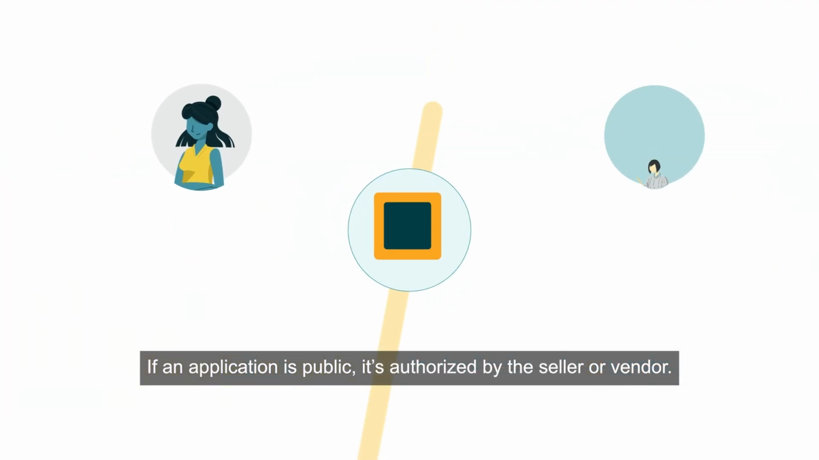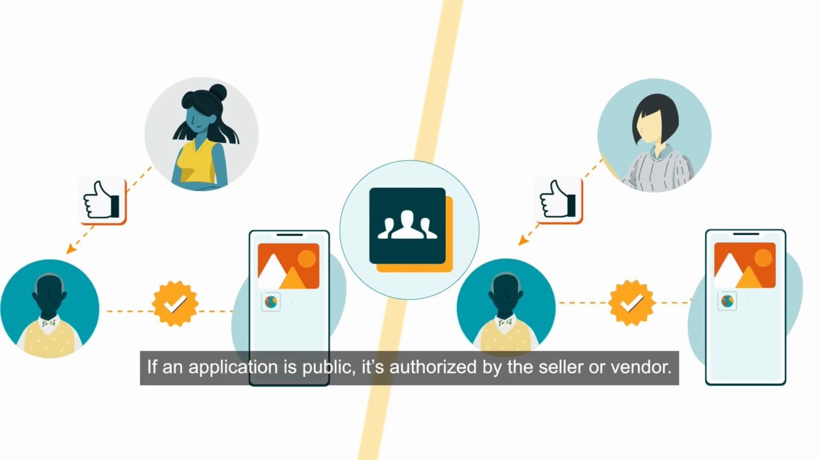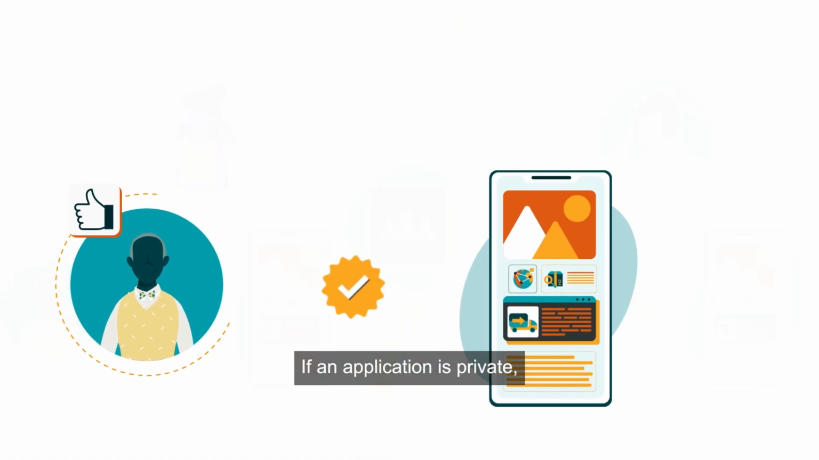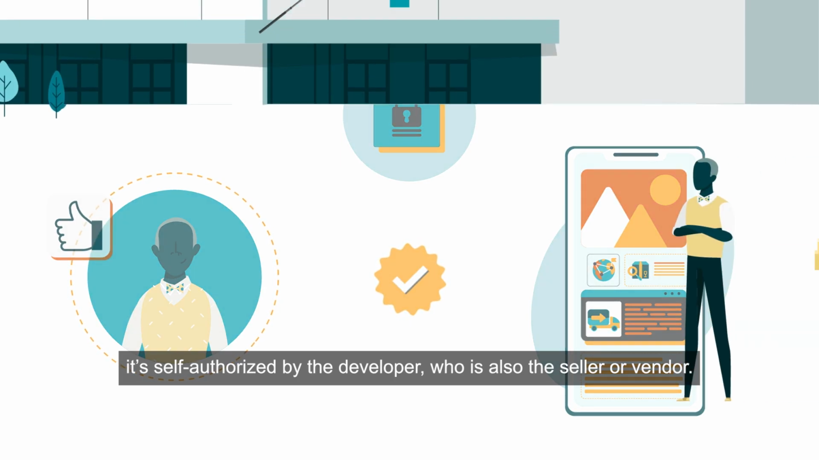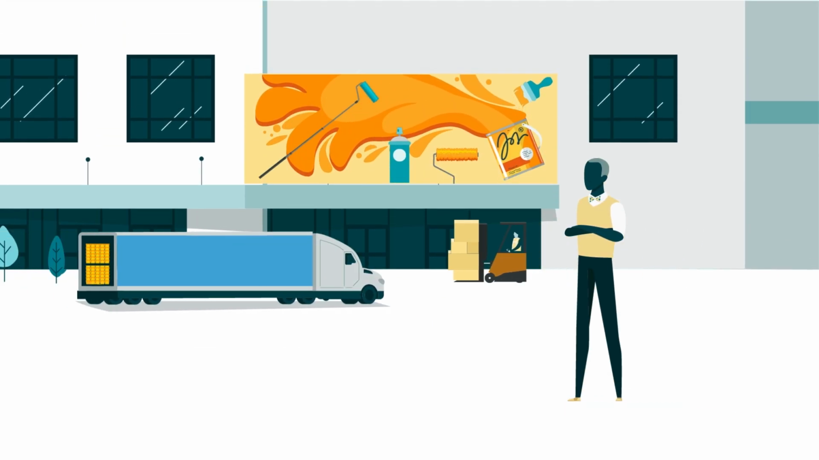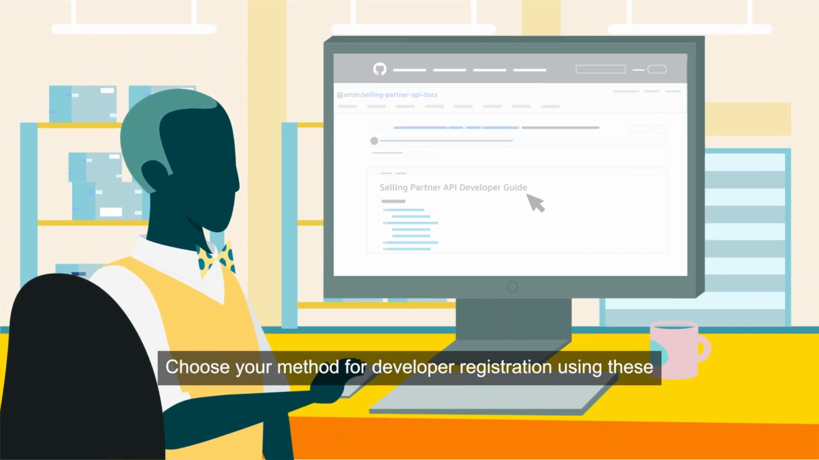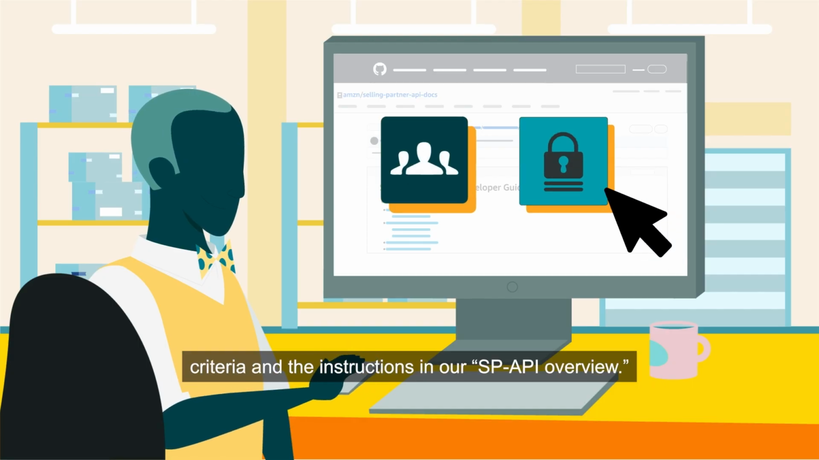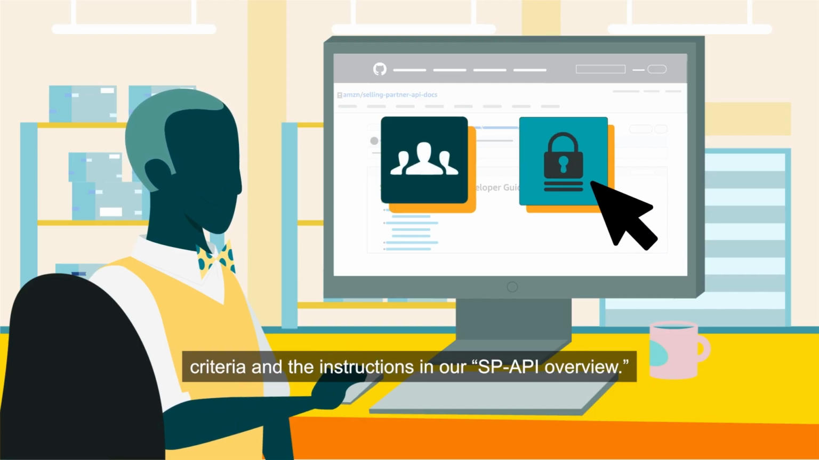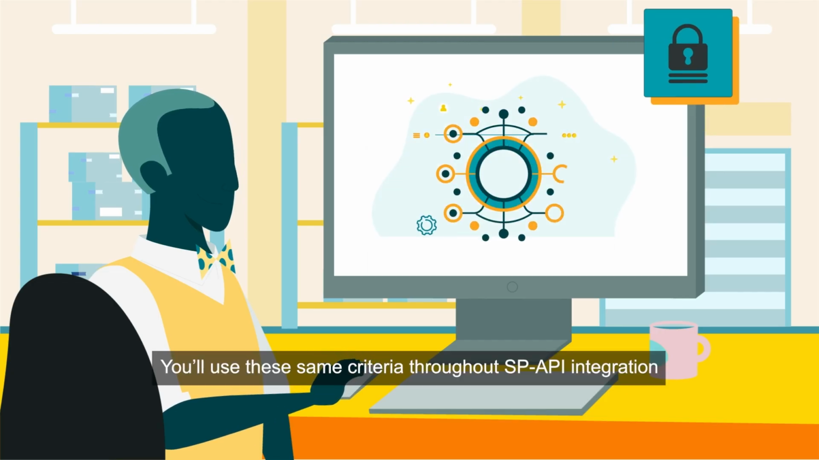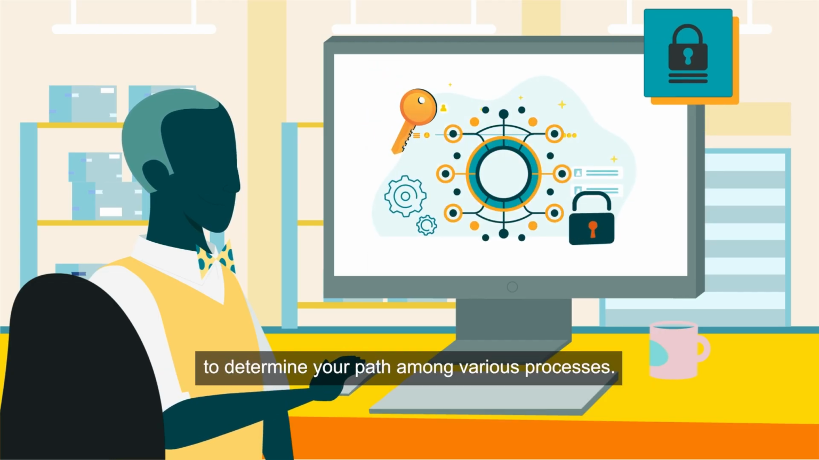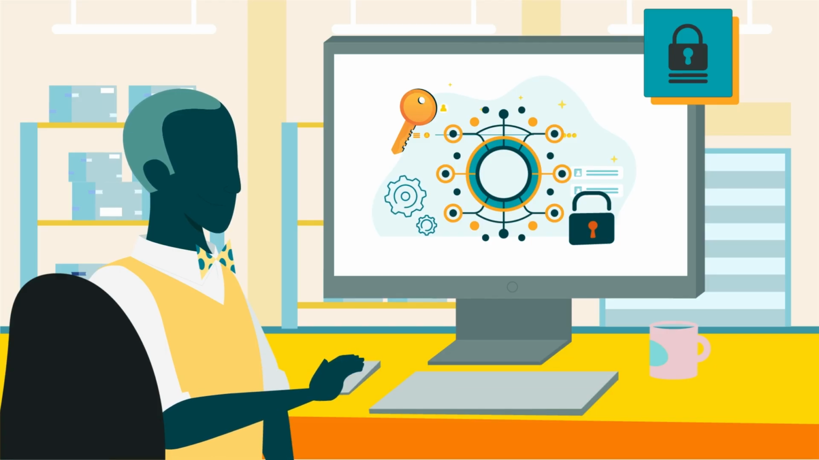If an application is public, it's authorized by the seller or vendor. If an application is private, it's self-authorized by the developer, who is also the seller or vendor. Choose your method for developer registration using these criteria and the instructions in our SP API overview. You'll use these same criteria throughout SP API integration to determine your path among various processes.